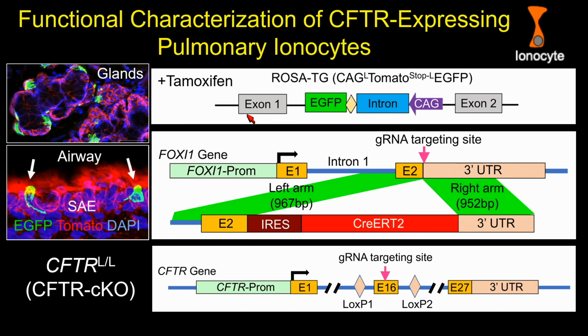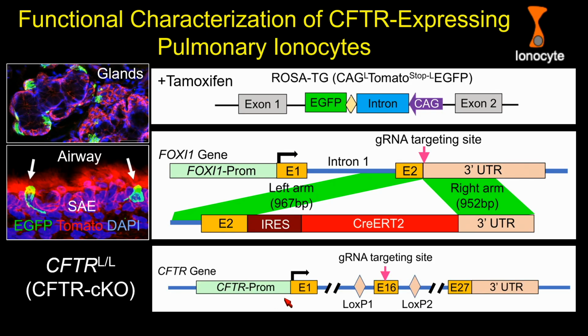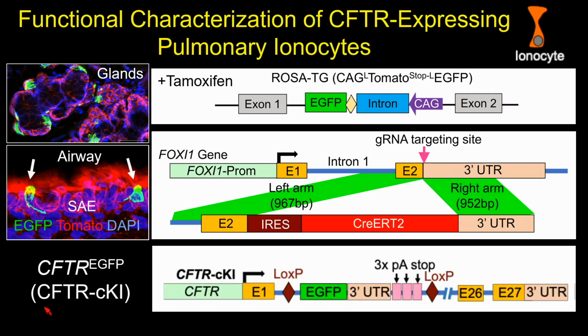And a conditional knockout at the CFTR locus. If we use these top two and label with tamoxifen to induce the estrogen receptor on Cre, one can mark ionocytes, both in the glands and in the surface airway epithelium. And if we include this conditional background here, these ionocytes would lack CFTR, and I'll show that. Then we recently created, and published in a paper by Fang Wang, a conditional knock-in model.